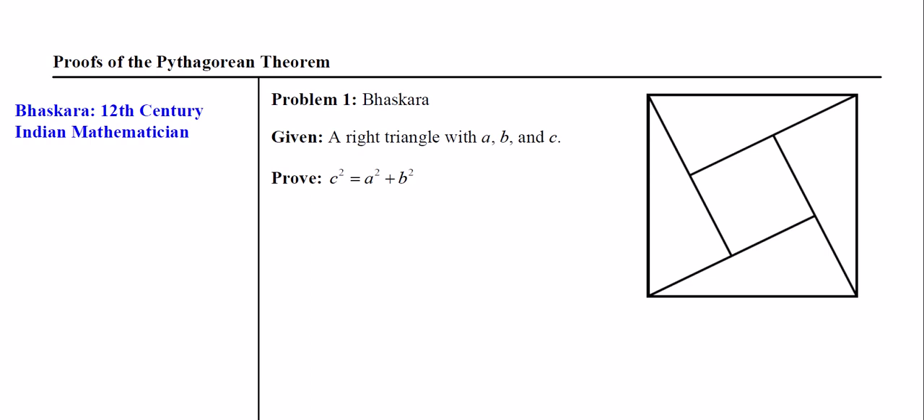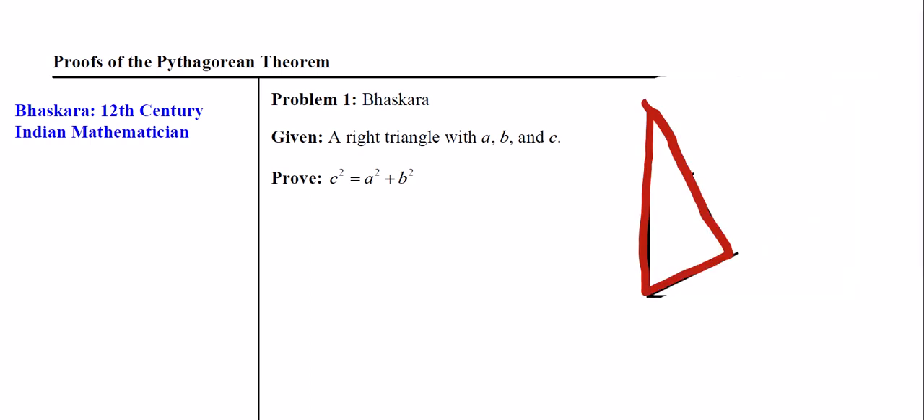First, we're going to notice if we take, for example, just this right triangle, and here is the right angle, and we label this A, and this B, and this C. So this is the hypotenuse. From here to here is C. From here to here is A. And from here to here is B.